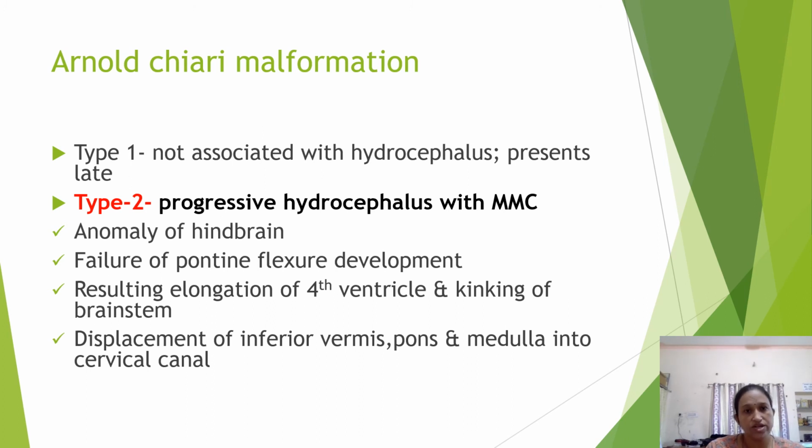In young adults, it presents in the form of neck pain and all that. Type 2 is a cause of progressive hydrocephalus and it is associated with meningomyelocele. Actually, it is an anomaly of the hindbrain, and because in embryonic life there is failure of pontine flexure development, that leads to all the clinical features of Arnold-Chiari malformation. So that results in elongation of the fourth ventricle and kinking of the brainstem, and there is displacement of inferior vermis, pons and medulla into the cervical canal.